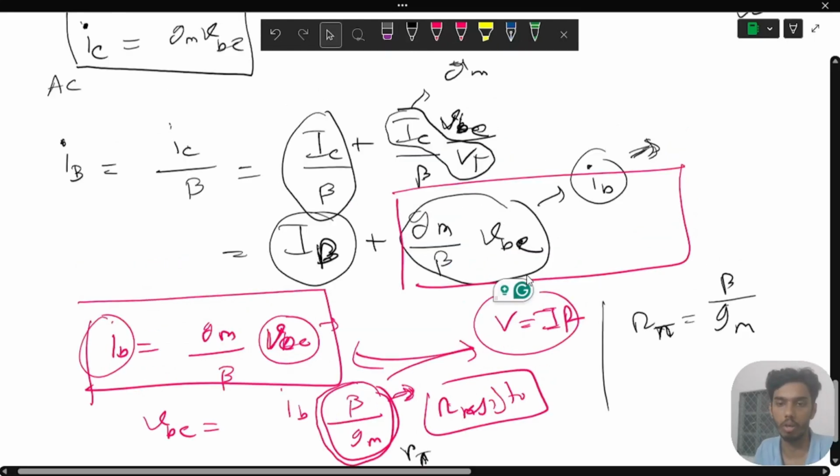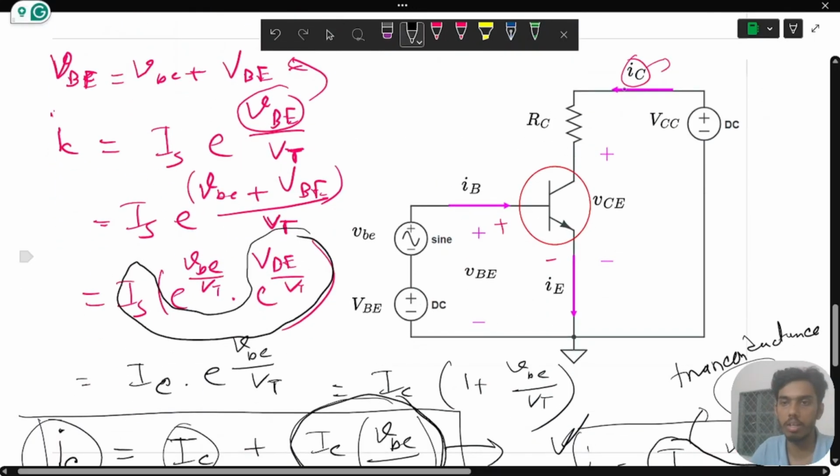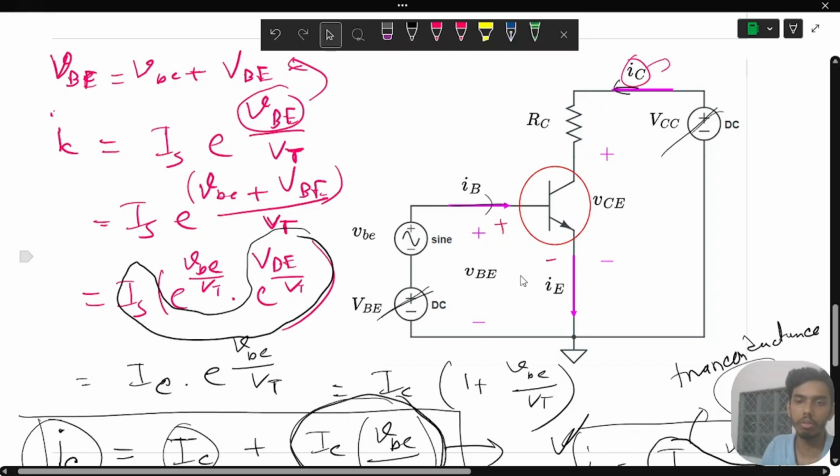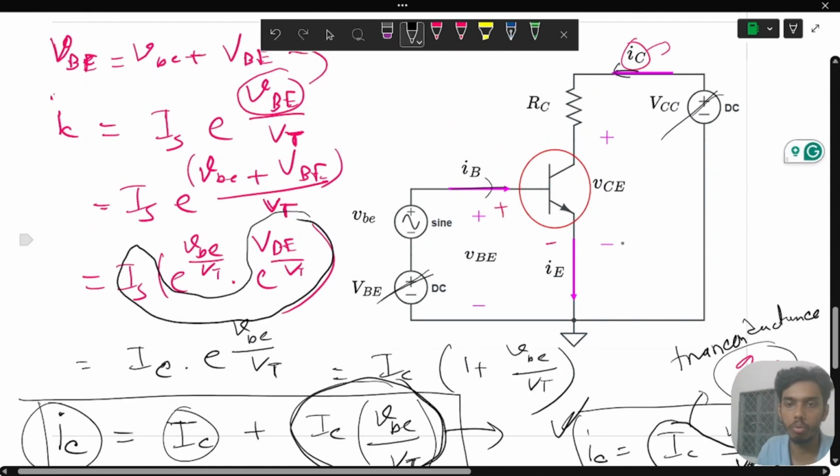So let's just recap what we have done. We have found out the collector current at small signal. We also found out the base current at small signal. So we just need to find out the IE. We can do this later also, but let's try to draw the equivalent circuit if we are able to do it.